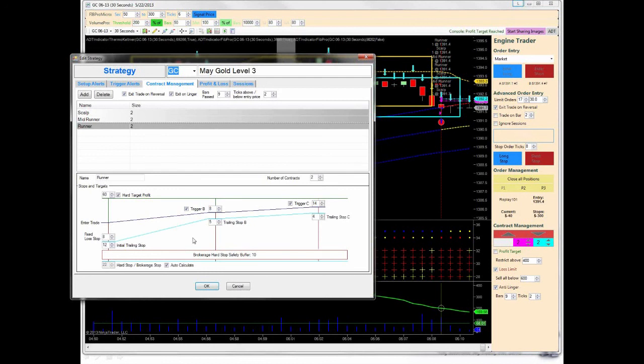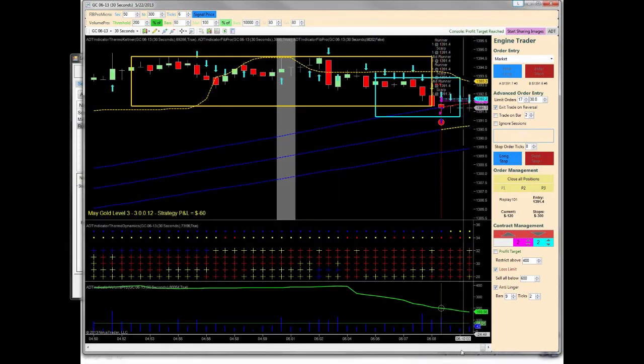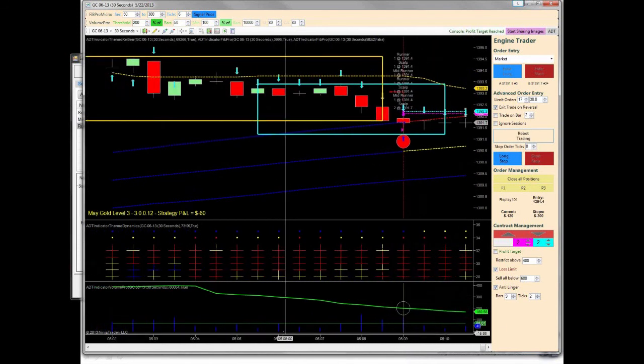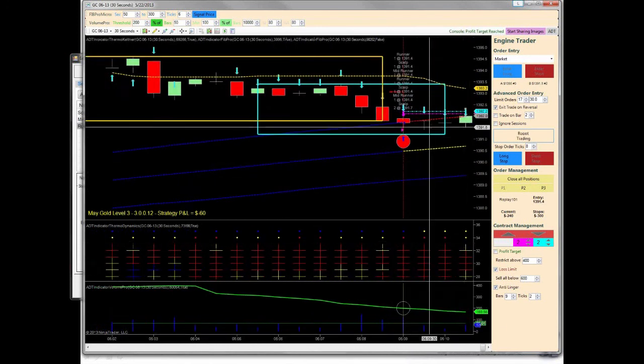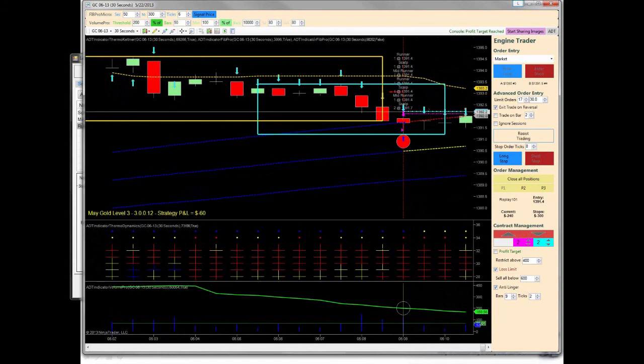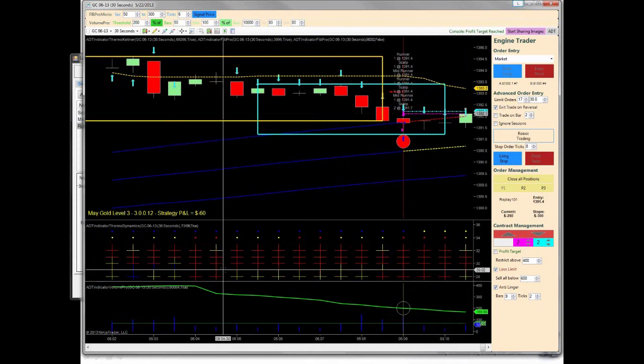The runner, on the other hand, has a lot more room to work. A fixed stop loss of 8, can't lose more than 8 ticks, and an initial trail of 12. You have to get up 8 ticks for that initial trail to go into play. If you look at the trade right now, nothing's happening. It's just floating. I haven't even hit the fixed loss stops.